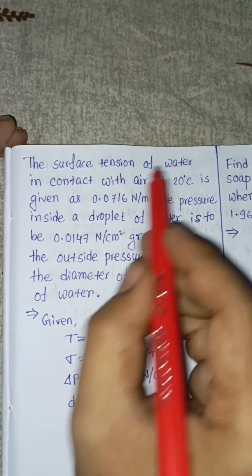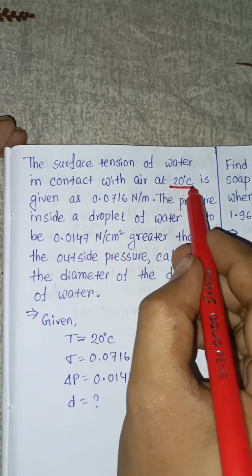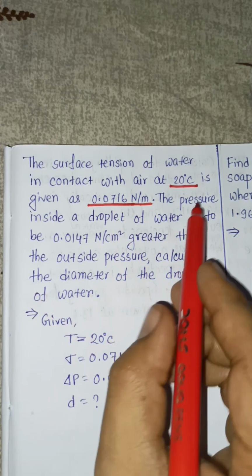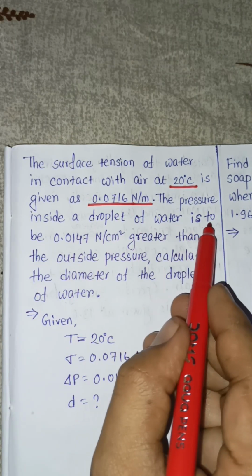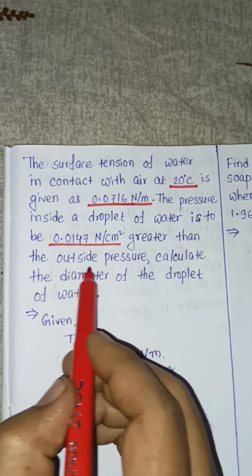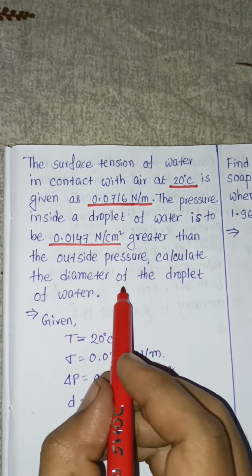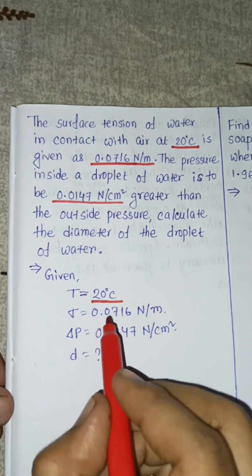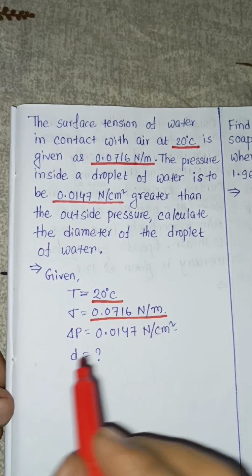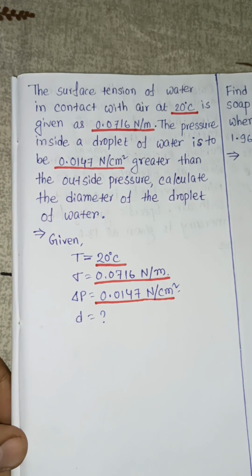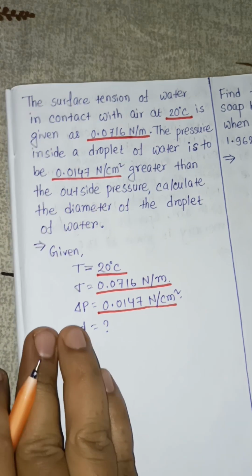Surface tension of water in contact with air at 20 degrees Celsius is given as 0.0716 Newton per meter. The pressure inside a droplet of water is to be 0.0147 Newton per centimeter square greater than the outside pressure. Calculate the diameter of the droplet of water. So what is given in this question? Temperature that is given, that is 20 degrees Celsius. Surface tension that is given 0.0716 Newton per meter. Delta P that is equal to 0.0147 Newton per centimeter square. You have to find out the value of diameter. Calculate the diameter of the droplet.